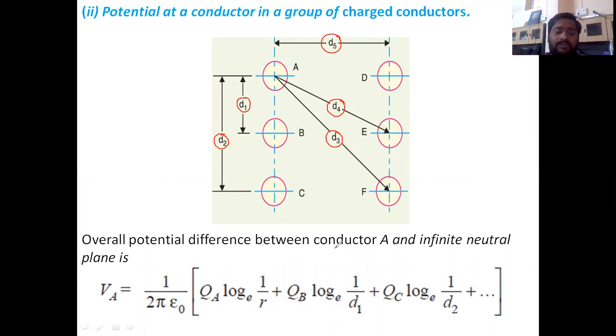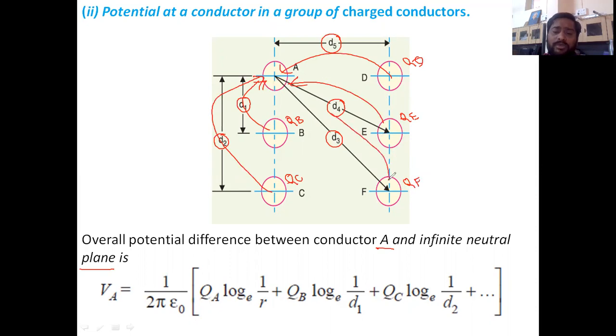Then the overall potential difference between conductor A and the infinite neutral plane becomes, we have to consider the effect of the charge on conductor B, that is QB, on conductor C, that is QC, on conductor D, that is QD, on conductor E, that is QE, and on conductor F, that is QF. It means the charges QB, QC, QD, QE, QF generate the potential or electric intensity on conductor A.